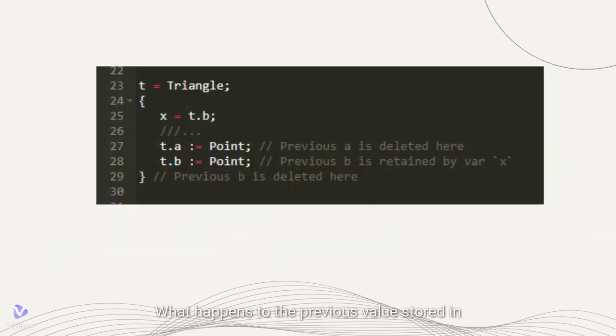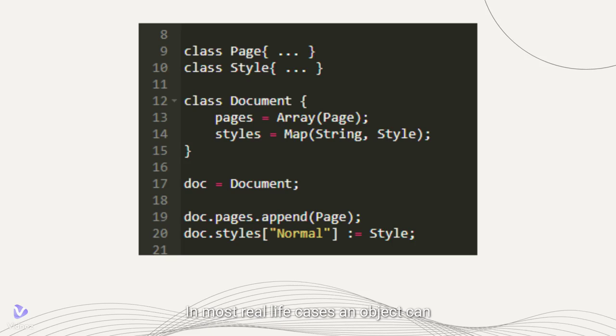What happens to the previous value stored in this field when we assign here a new value? It is disposed immediately, since it's not retained in any temporary pointers. In contrast, this previous value is retained by local variable x. So it's deleted here.